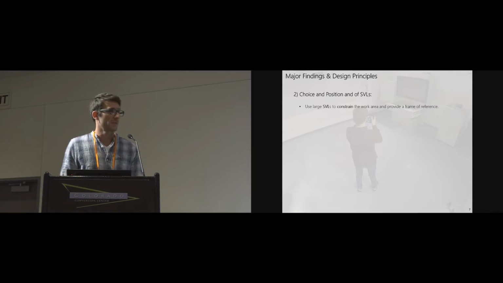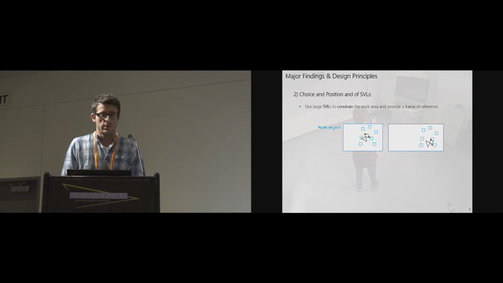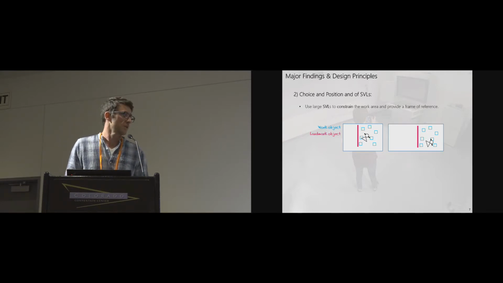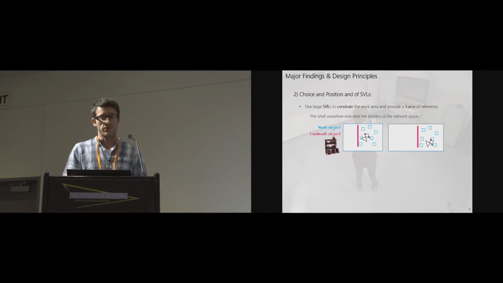So in our study, participants were brought to different rooms, and they had different sizes. So these are the rooms from a bird's eye perspective. Here are the collaborators with their viewports, and the work objects, in this case the cubes, and also a landmark object. So we used a large landmark object, the shelf, to constrain the relevant physical space. And participants reported that this was very helpful as it would serve as a frame of reference.